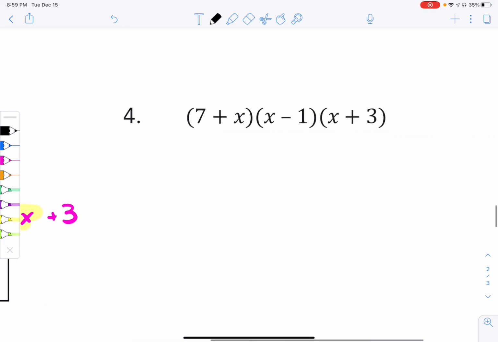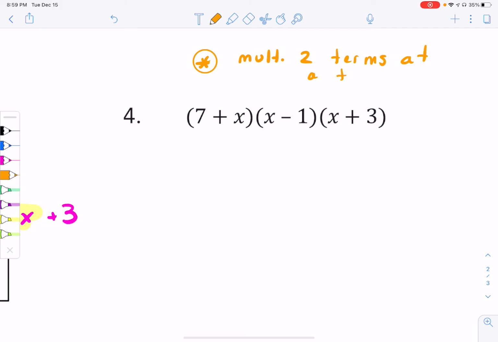And for number 4, this one gets a little bit more complex. When you have a problem that has multiple terms, or more than 2 terms, you only multiply 2 terms at a time. So if you watch what I do, I'm going to start by multiplying just the first 2 terms together.